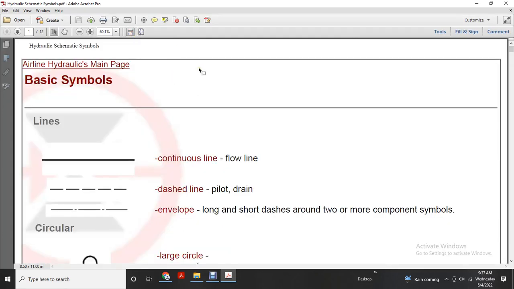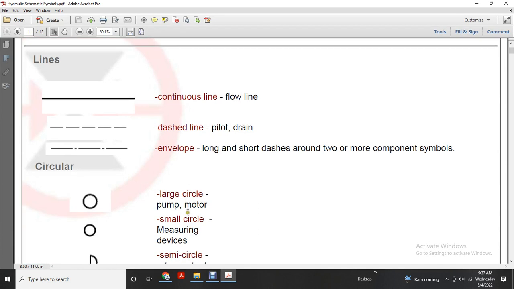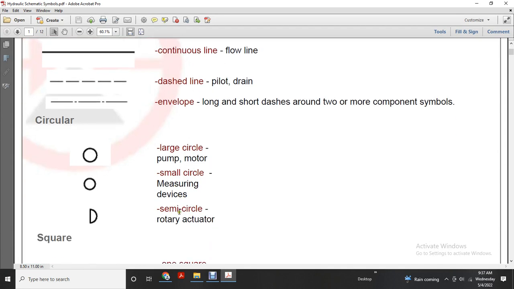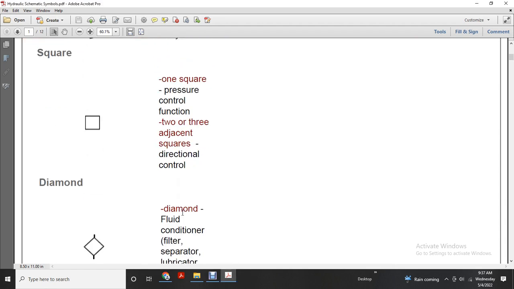Alright, airline hydraulic main page, basic symbols. Line: a continuous line is a flow line, a dash line is a pilot or drain line, short long dash short line is an envelope around two or more components. A large circle is a pump or motor, a small circle is for measuring devices, a half semicircle is a rotary actuator, one square is a pressure control function, two or three adjacent squares mean direct control.